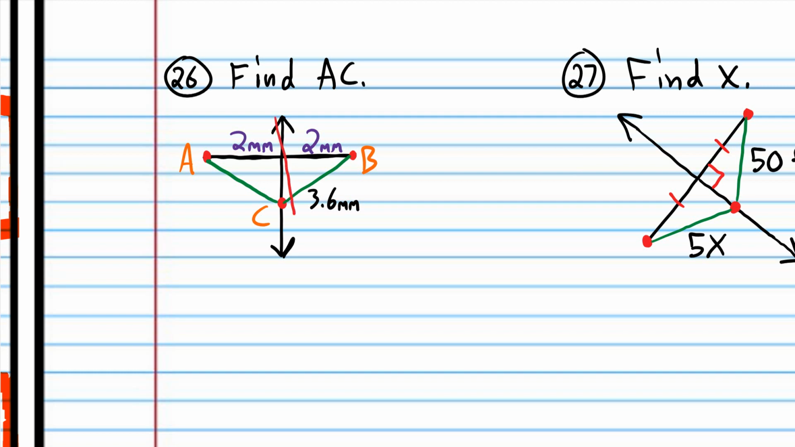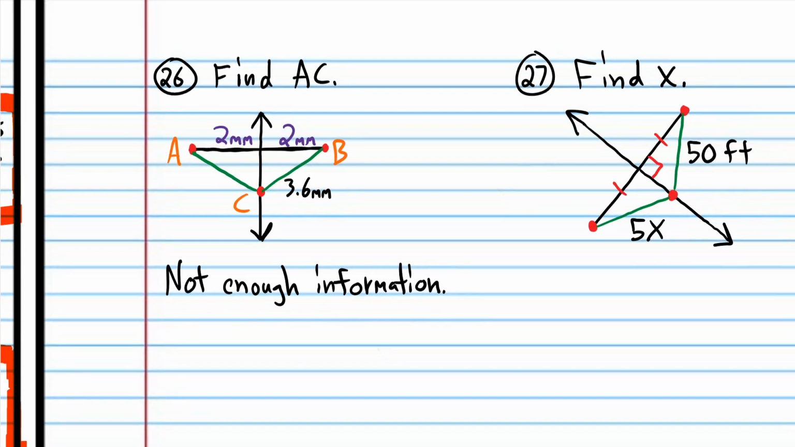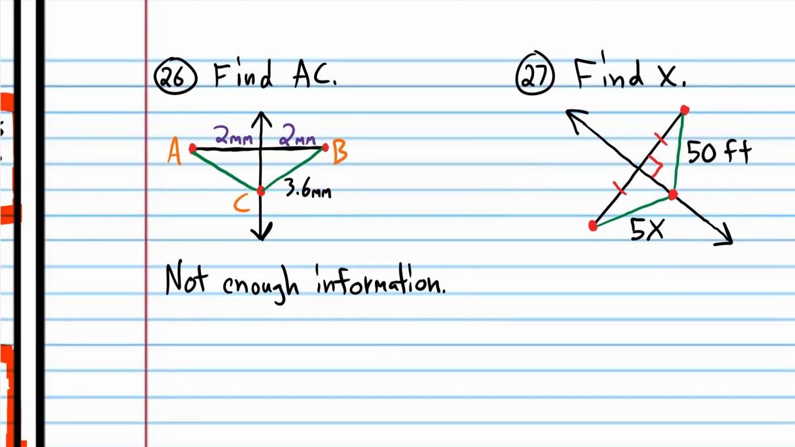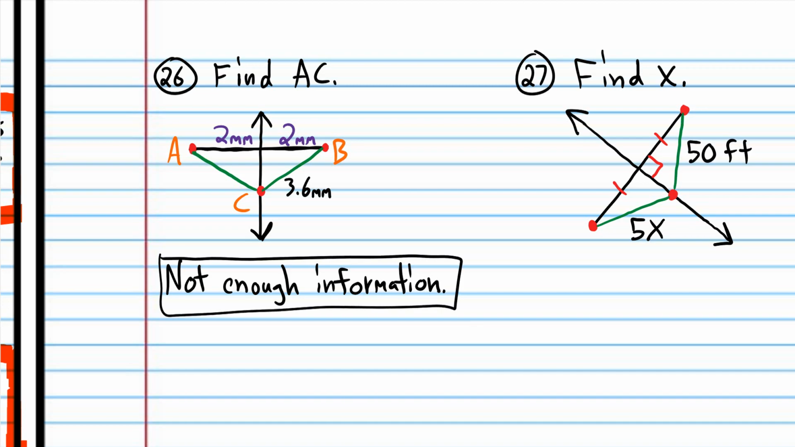I mean, the line could be slightly off this way, so we don't know that this point is on the perpendicular bisector. And so we can't say, well, BC is 3.6, therefore AC must also be 3.6. We can't say that because, again, we don't have enough information. So we can just say, not enough information. It looks like it's on the perpendicular bisector, but you can't just assume that it is. It might be slightly off. That is the answer to that one.